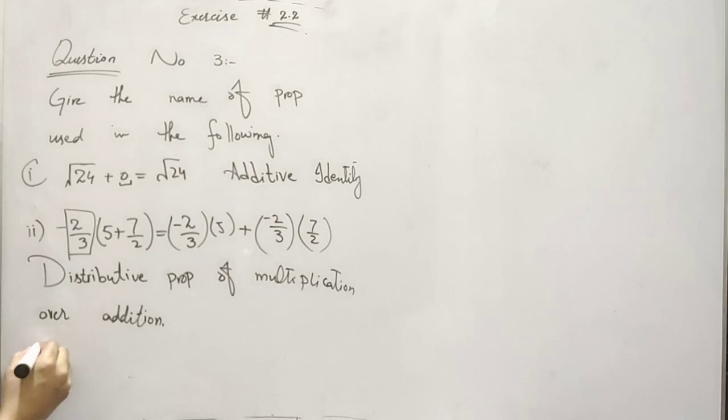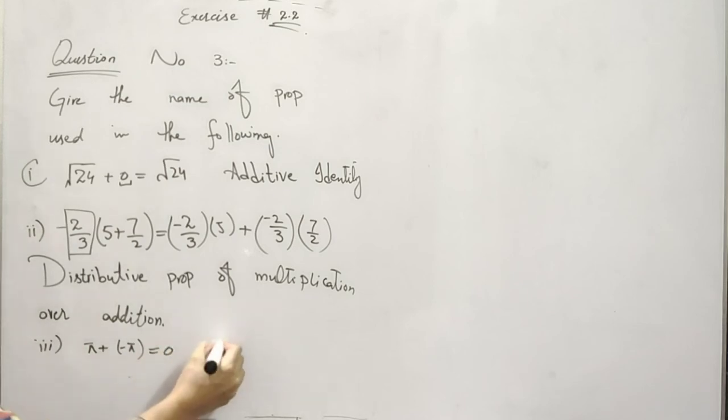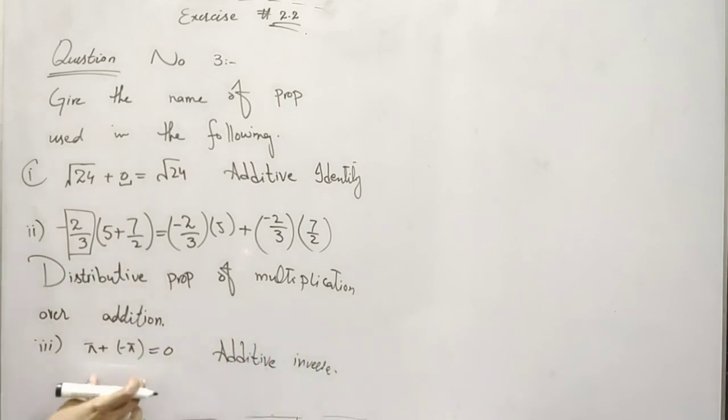Okay, the third part is pi plus minus pi is equal to 0. This is like a plus minus a is equal to 0, and this is the additive inverse, because if we add any two numbers and the answer is the additive identity, it means that these numbers are the additive inverse of each other, and here the additive inverse property is used.